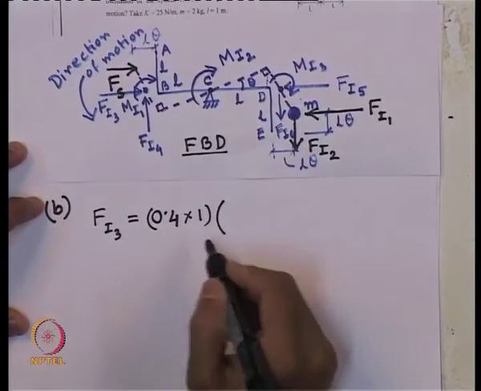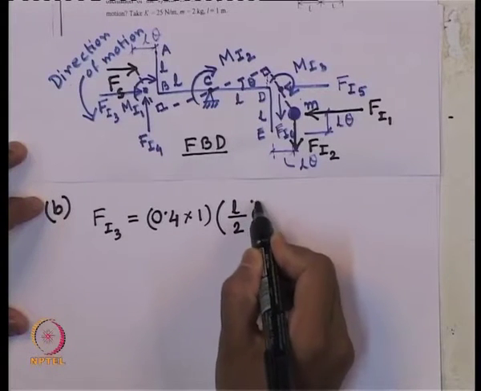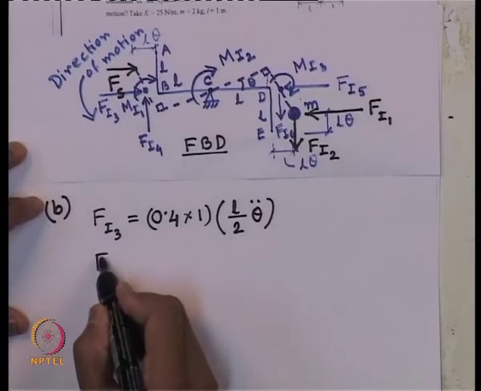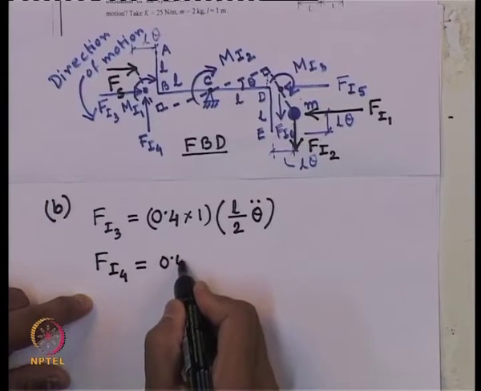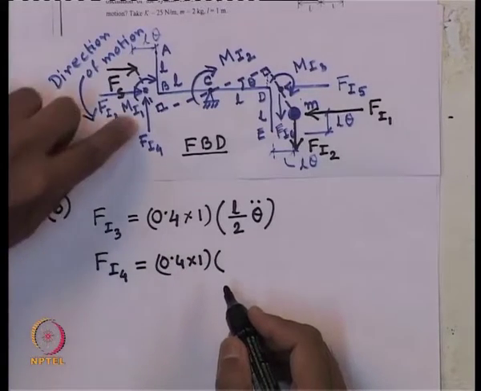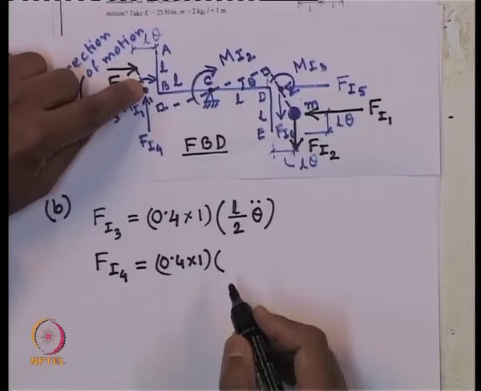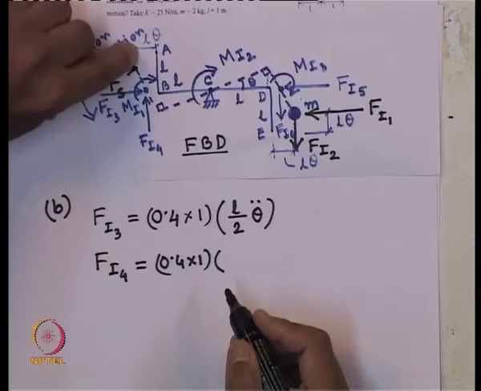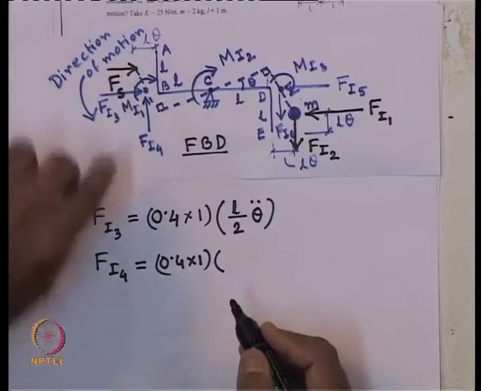Mass times acceleration. How much is the horizontal acceleration? We have found out L by 2 theta double dot is the acceleration in the horizontal direction. How much is F I 4, that is, the vertical inertia force? Mass times vertical acceleration. And how much is the vertical displacement for this center point of the rod? That is L theta. Vertically it has moved L theta. So, the center also has vertically moved L theta.